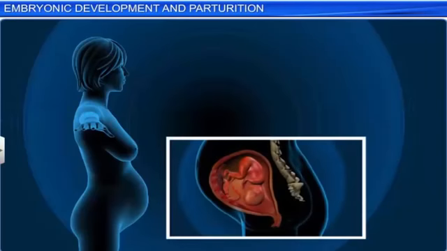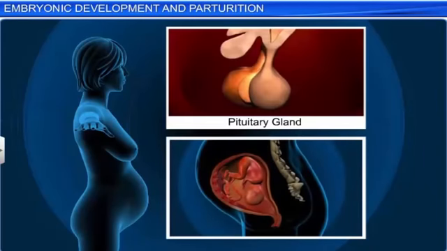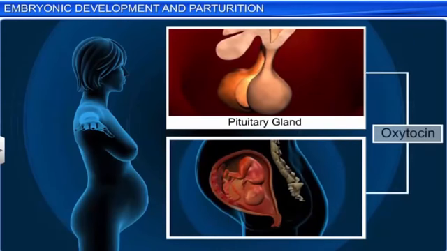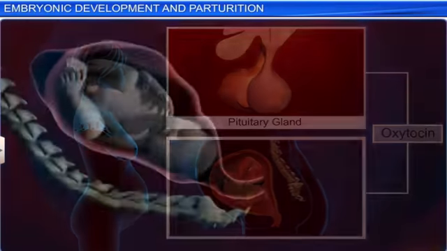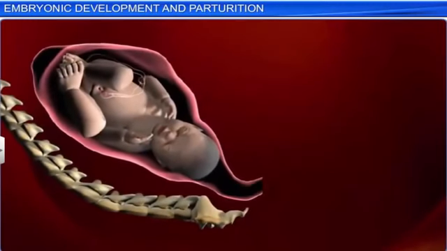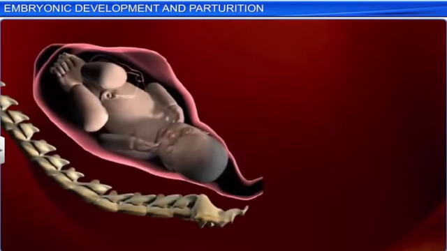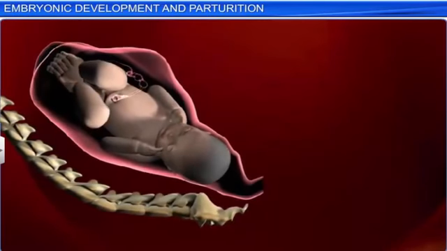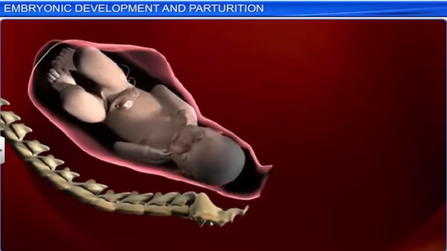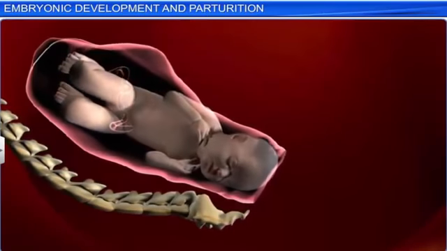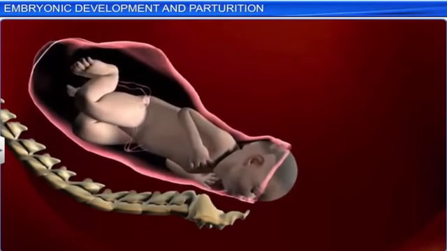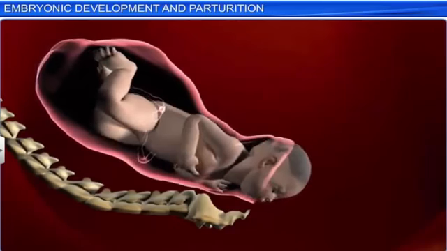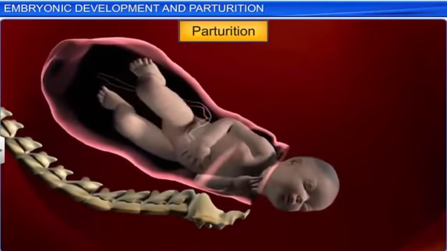These contractions in turn act on the mother's pituitary gland that now starts secreting oxytocin, a hormone that causes stronger uterine contractions. The simultaneous uterine contractions and oxytocin release makes the contractions stronger with every passing minute and ultimately results in the expulsion of the baby from the mother's uterus. This process of delivery of the fetus is called parturition.